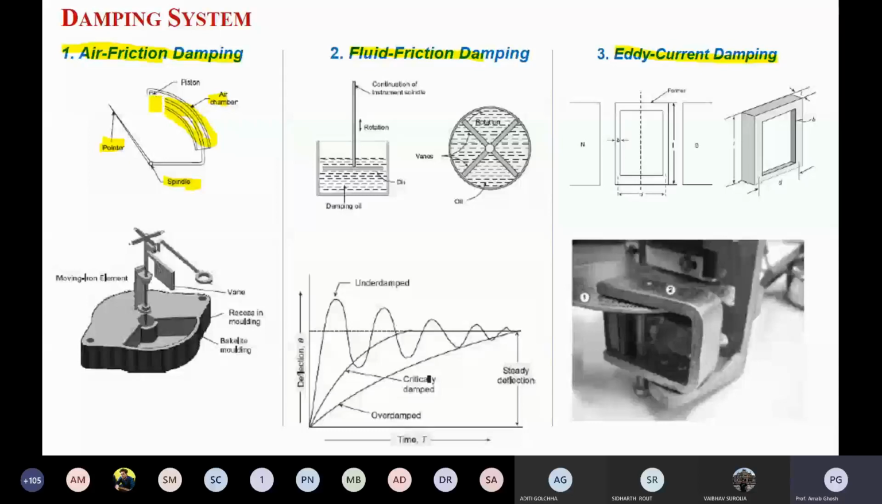It tries to reduce the volume of that air, but the air will give a counter force. It will not reduce its volume of its own accord, so it gives you that counter force. That force counters the pointer and will mitigate the oscillations of the pointer. So this becomes the damping system, by air friction damping.